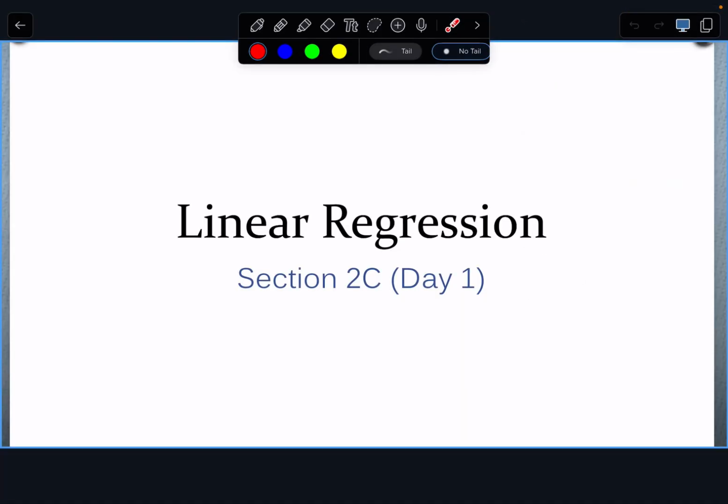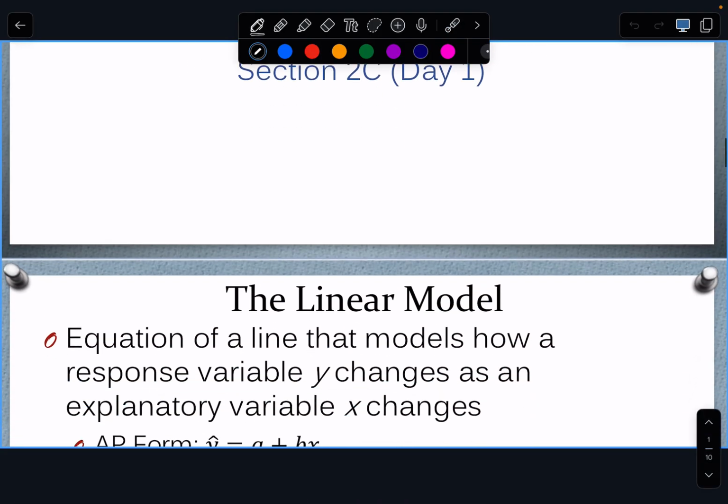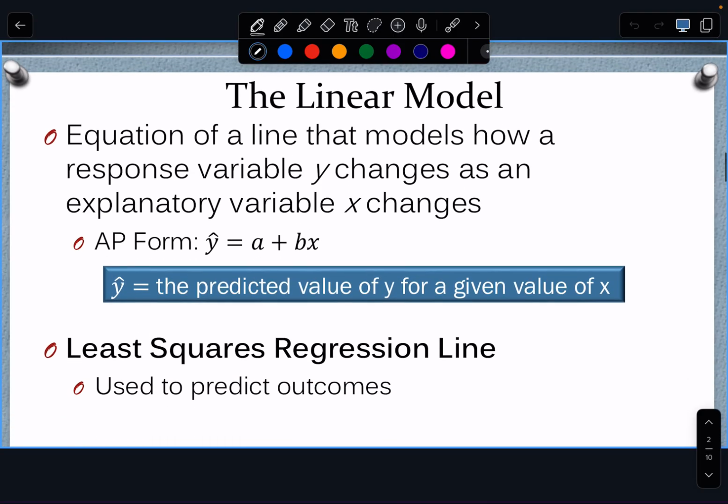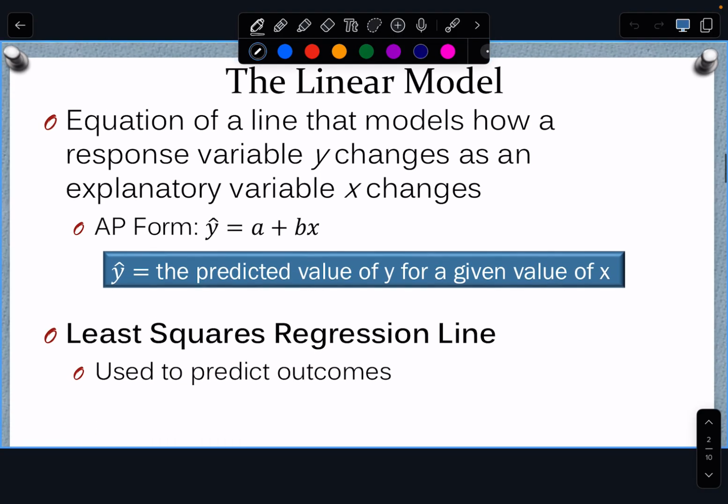How do we fit a line, how do we fit a model to that distribution? What's going to happen is we're going to create what we call the least squares regression line. The first part of this section, we're just going to talk about what the least squares regression line tells us, how we are able to use it, how to interpret the different parts of it, and then tomorrow we're going to talk about how to actually calculate it and use it as well.